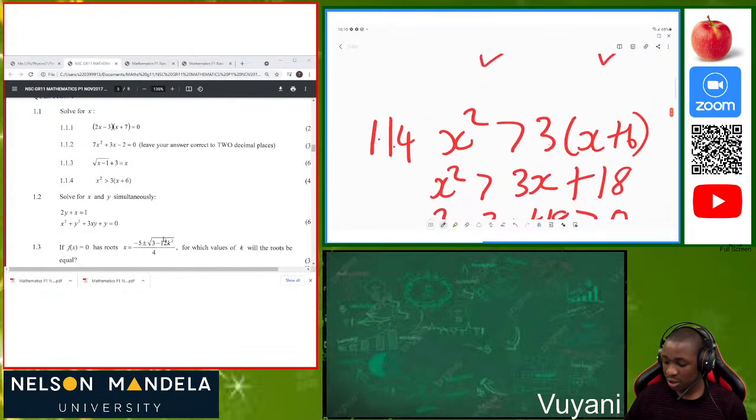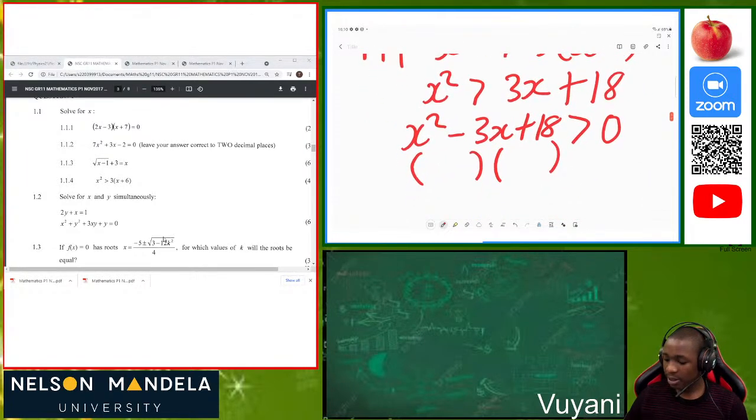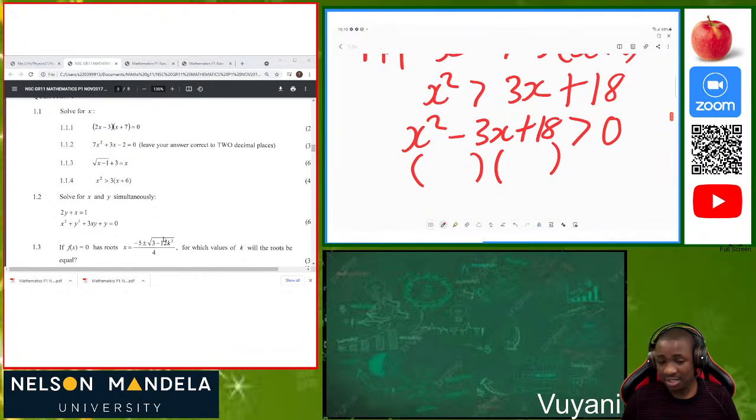Now coming back to this one. What are the factors of our quadratic equation?